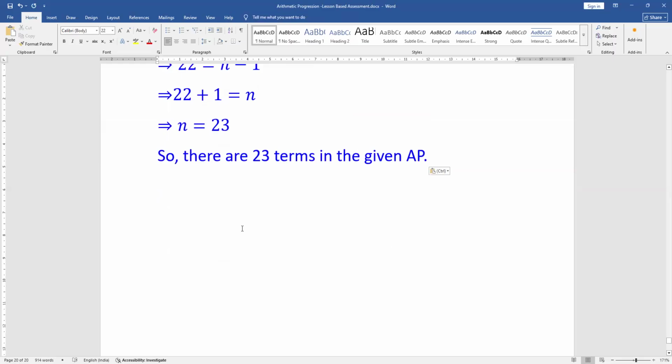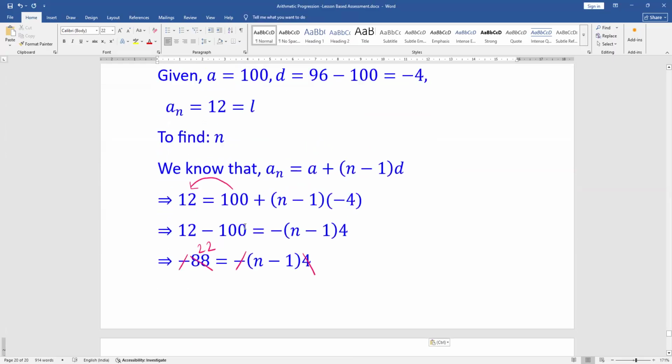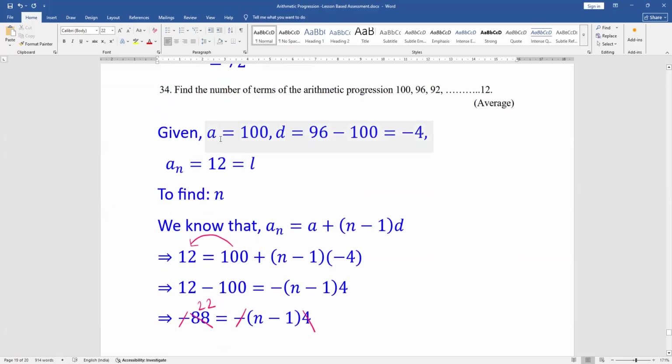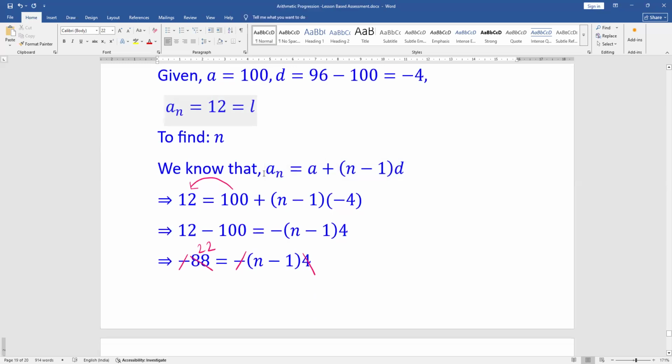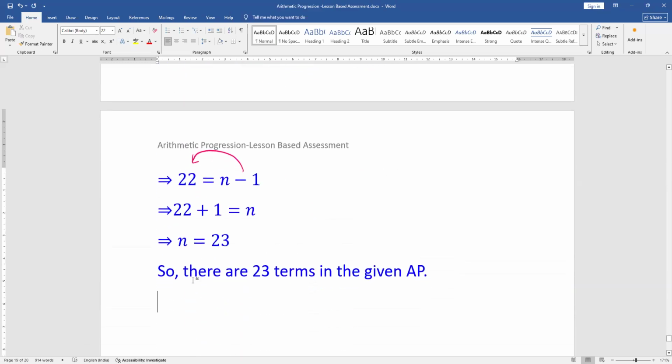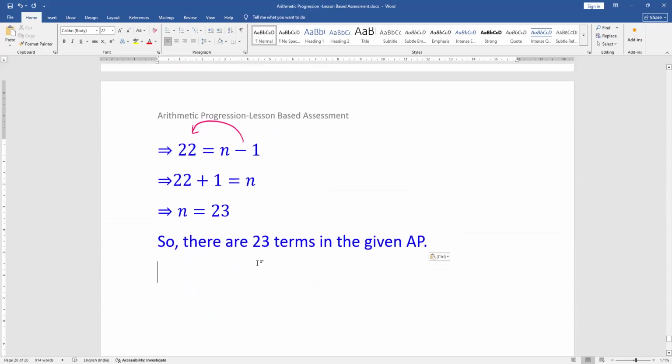That's it. Okay, so what I did, look here, once again a is 100, and d came as -4. The last term 12, that is the last term, it's also nothing but an. So use the formula an equals a plus n minus 1 into d. And finally, I got the answer as 23.